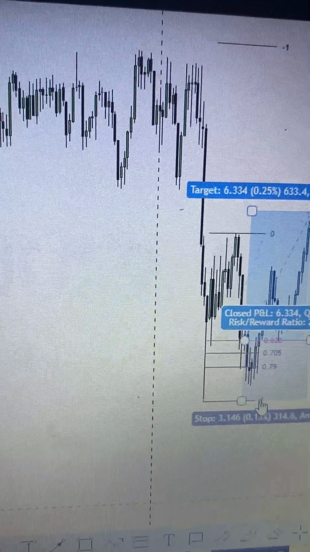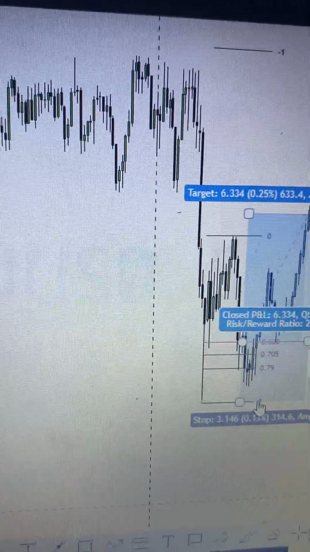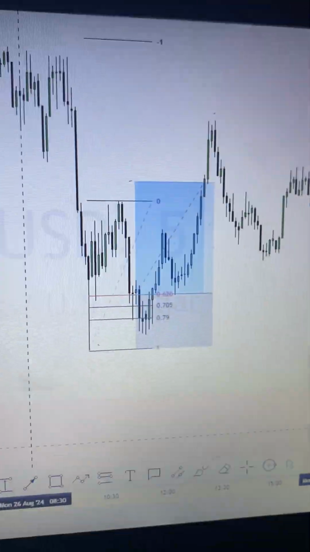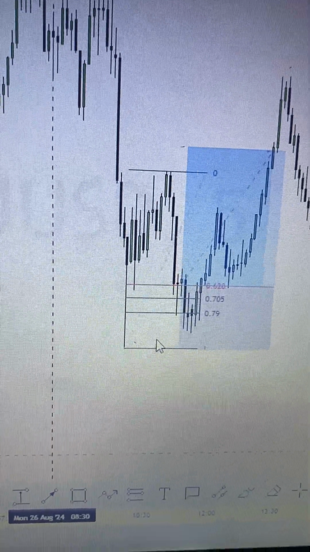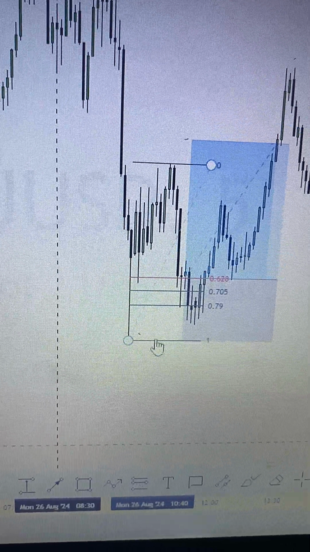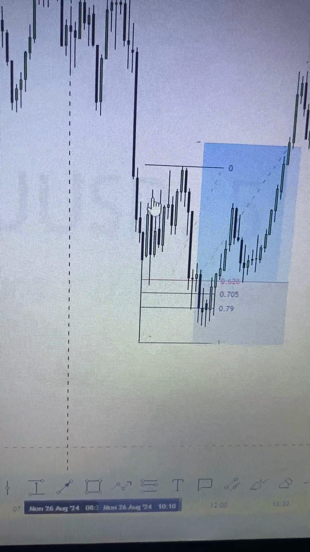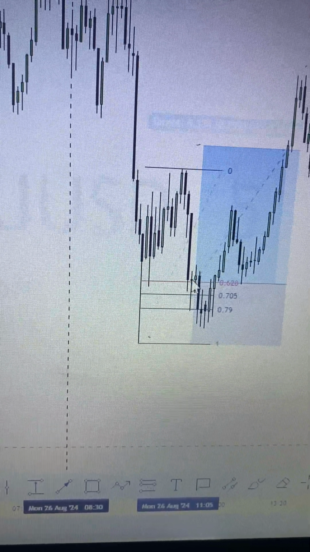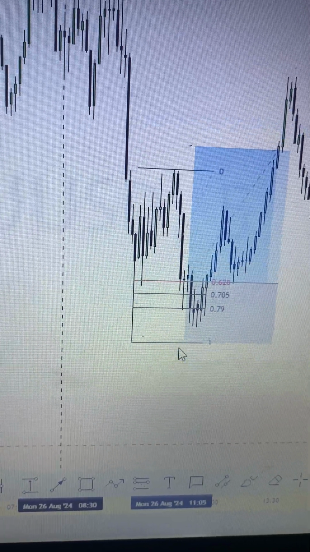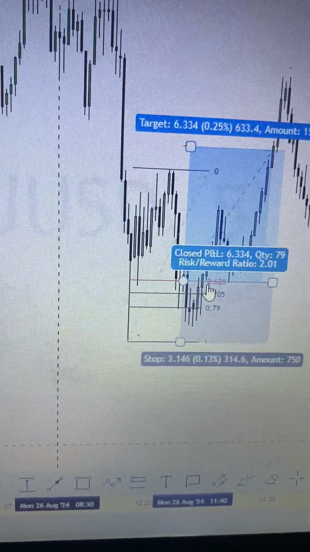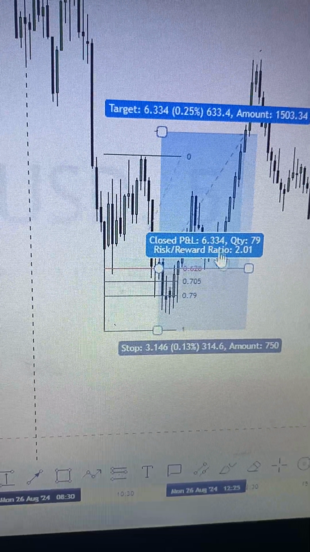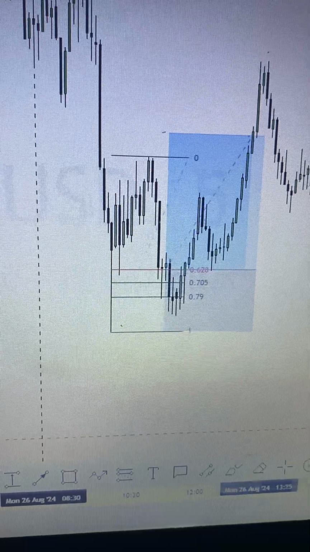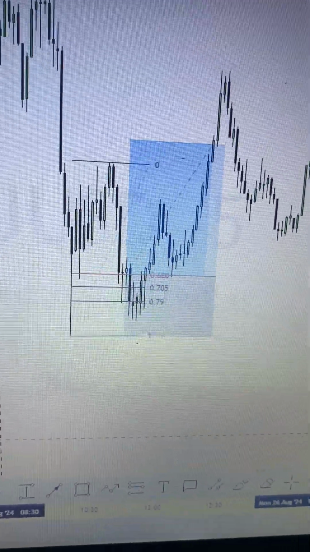a simple measuring range, a range which you can measure with your Fibonacci tool. So in this case, it comes down, spikes back up, and then consolidates a bit. So you can measure that. Once you measure that, it's going to give you this level. You're going to buy here, stop loss above the low that you measured, and your risk to reward is 1:2.